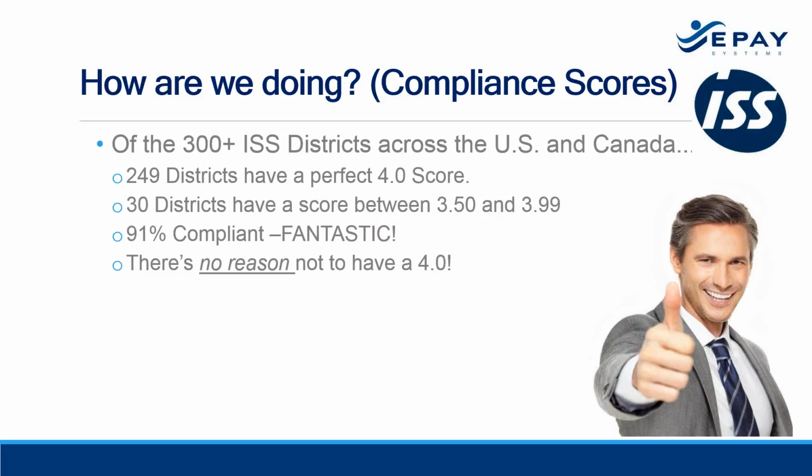We have another 30 that have a score between 3.5 and 3.99, which is pretty good. However, I'm going to challenge those 30 districts, plus those that are not part of the 4.0 club per se, to go and get that 4.0. Once again, if 91% of our total locations, or districts in this case, are compliant, of which I figured out about a little over 82% are actually at 4.0, we can stretch that a little bit more by making everyone a 4.0.